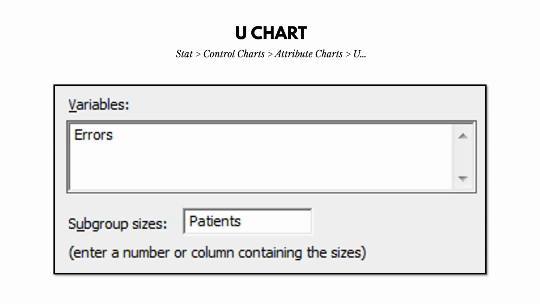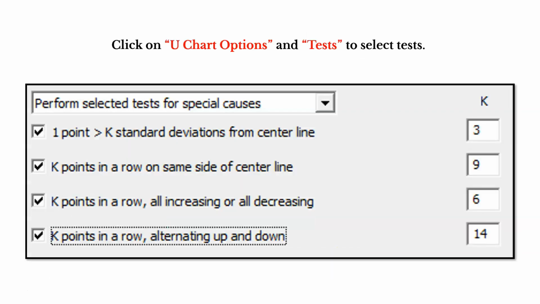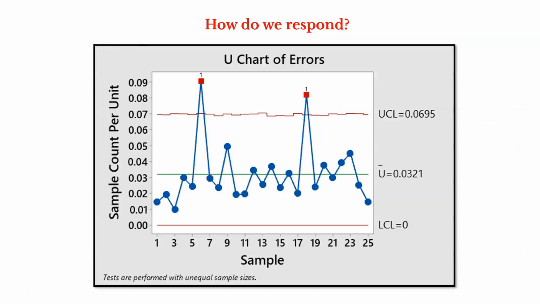Okay, so if we're going to create a U chart in Minitab, we list our variables here, and that's errors, the number of defects we're talking about. Our subgroup sizes are the patients, and those are variable. We can also select our tests. Let's select all 4 that are made available to us with the U chart. Then we'll generate our chart, and we'll see that we have 2 points above our upper control limit. We want to go investigate those and understand why that might be occurring.